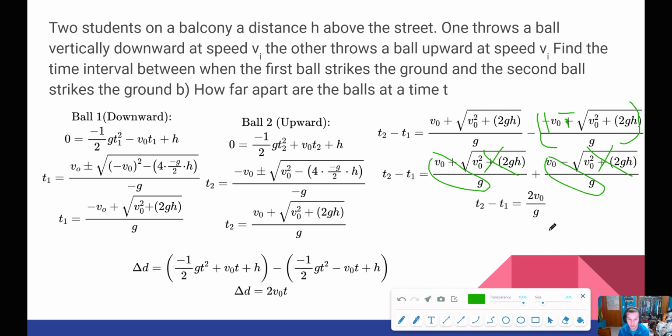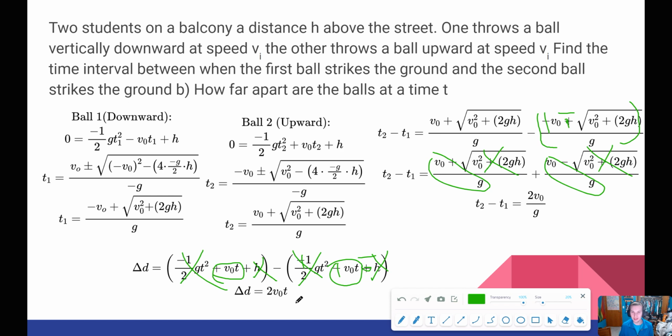Cool. Okay. But then, how far apart are the balls at a time t? You can just subtract the equations that you have. So you have ball 2 upward minus ball 1 downward, and you have to distribute in the negative. So this becomes a positive, this becomes a positive, and this becomes a negative. So the h's go away, and then these ones also go away, and you're just left with a positive v naught plus a positive v naught, and you get 2 v naught t.